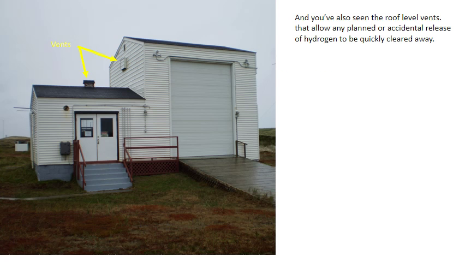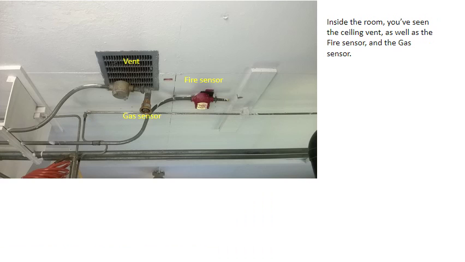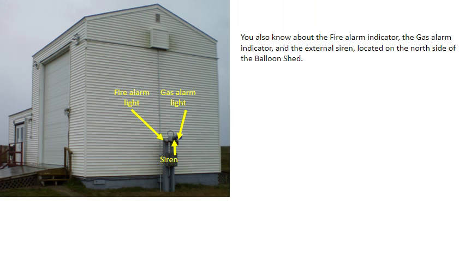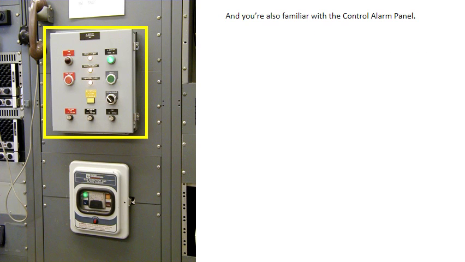And you've also seen the roof level vents that allow any planned or accidental release of hydrogen to be quickly cleared away. Inside the room, you've seen the ceiling vent as well as the fire sensor and the gas sensor. You also know about the fire alarm indicator, the gas alarm indicator, and the external siren, all located on the north side of the balloon shed. And you're also familiar with the control alarm panel.